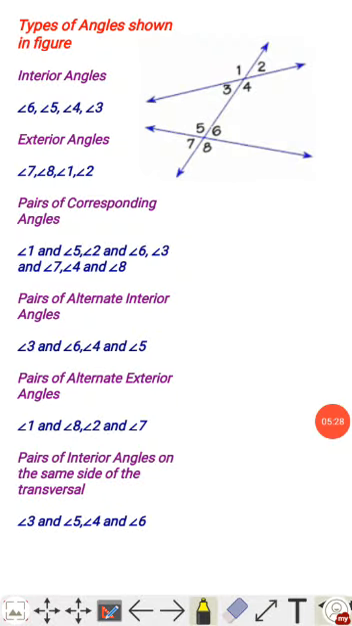And now the last is the pairs of interior angles on the same side of the transversal. Now you know very well the transversal, and also you know what same side means. So here on the same side, which two angles can you see? Angle 3 and angle 5. They are on the same side and they are also interior. In the same way, angle 4 and angle 6 is another pair on the same side of the transversal.